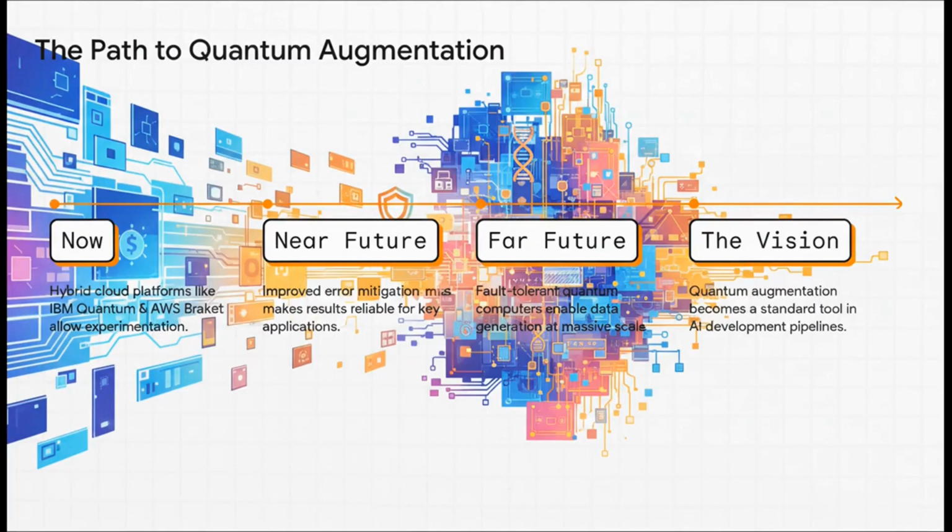But the good news is progress is happening fast. I mean, right now, anyone can go online and start experimenting with this stuff on cloud platforms. In the near future, we'll get better at correcting for errors, making it reliable for high-stakes industries. And then, further down the line, we get to the era of fault-tolerant quantum computers. That's the point where this becomes a standard tool in every single AI developer's toolkit.